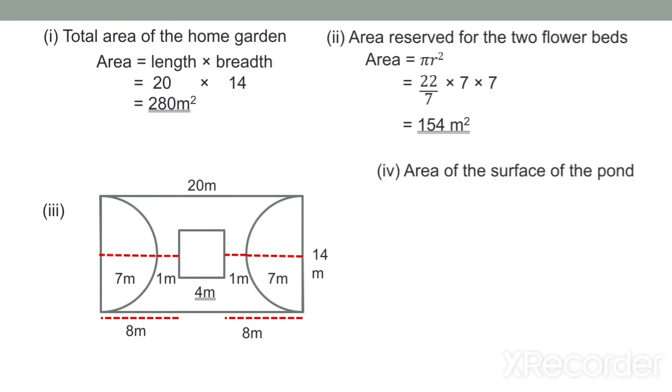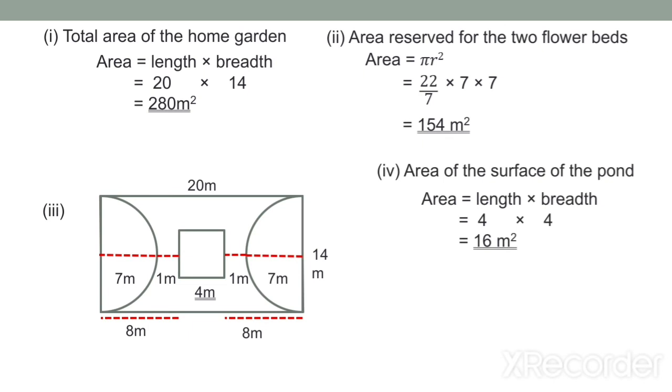For the fourth question, they have asked you to find out the area of the surface of the pond. So identify the figure, that is a square, put the correct formula, length into breadth. Then you can have the answers very easily. Put the correct values, 4 into 4, it will be 16 square meters.